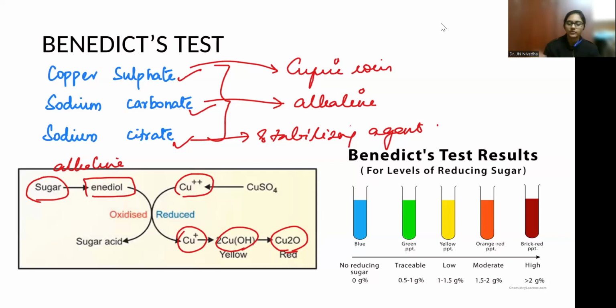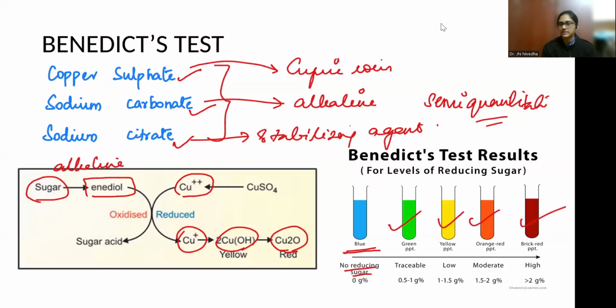Now, we also call Benedict's test a semi-quantitative test. Why do we call it so? Because it gives different colors, and different colors indicate different proportions of the concentration of the reducing substance present. Consider blue in color in case there is no reducing sugar. There can be green color, yellow, orange, or brick red precipitate.